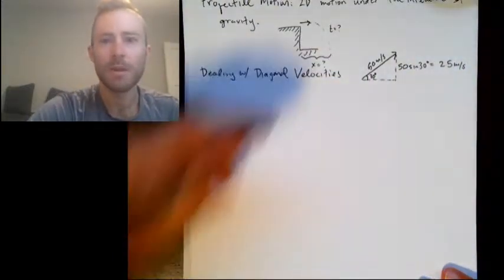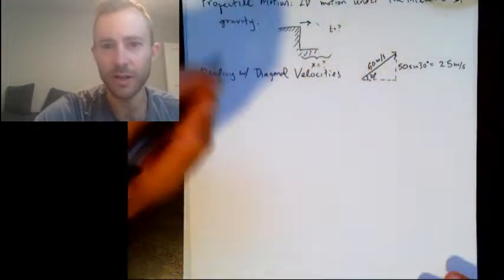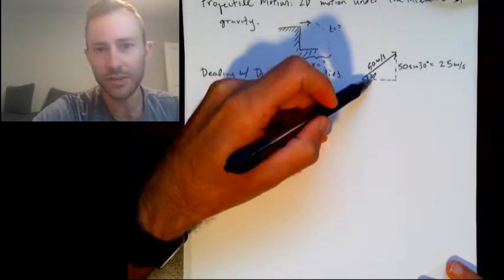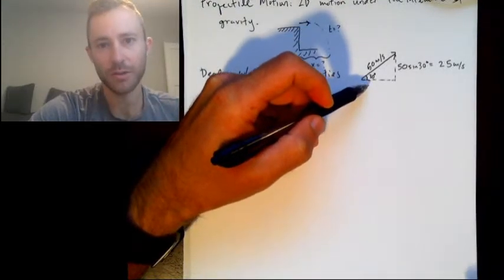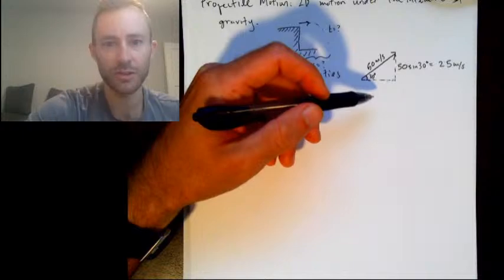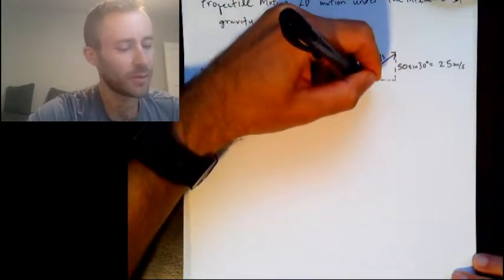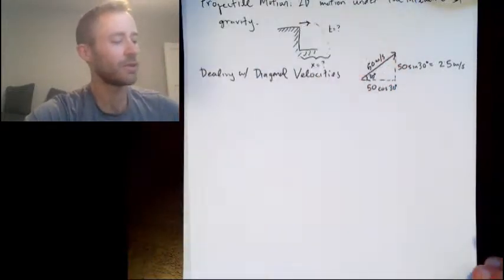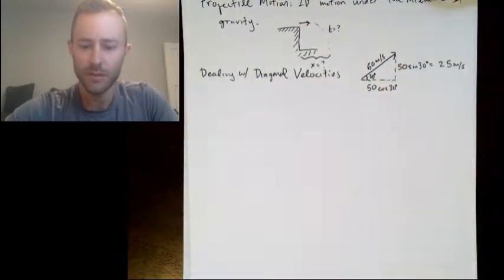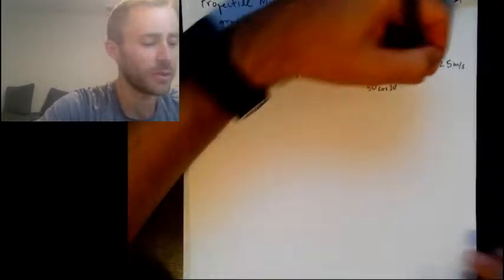And then if we think about this horizontal leg, it is adjacent to the angle, and cosine is adjacent over hypotenuse. So we're going to be using the cosine function to get this leg of the triangle. So it's going to be 50 times cosine of 30 degrees. And I need a calculator for this one. This is going to be 43.3 meters per second.